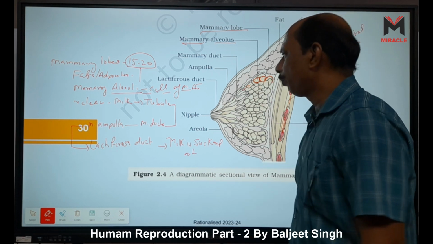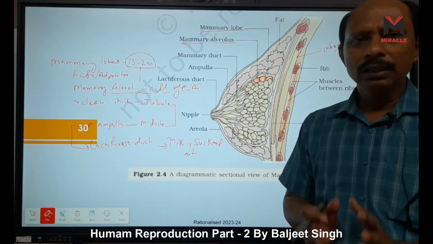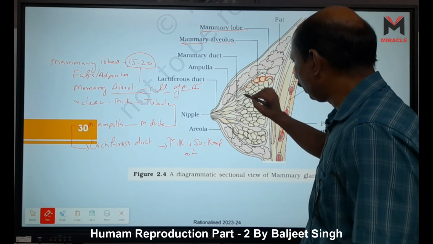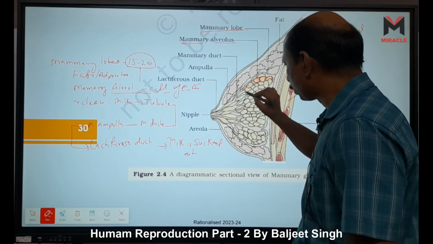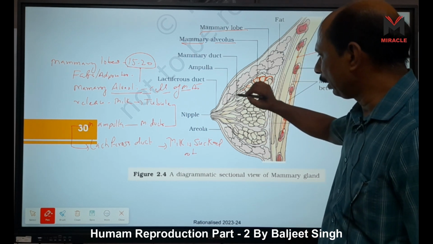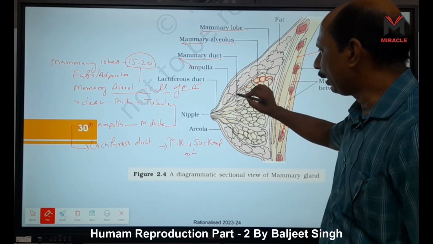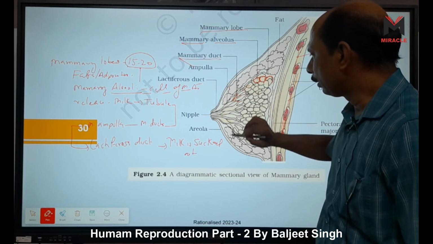First, they come into the tubules. Tubule is not given here, but they come to tubules, and many tubules open into a single one. Look here, it's a single duct. Many tubules. These are tubules. 1, 2, 3. 1, 2, 3. They open into a single duct, that is the mammary duct, right? Now mammary ducts, many, 1, 2, 3, 4.